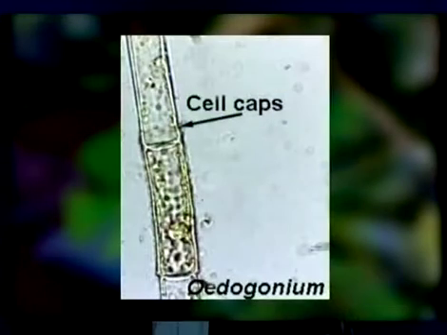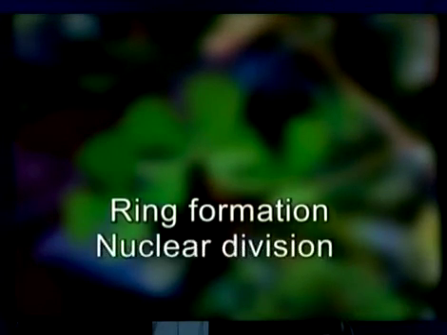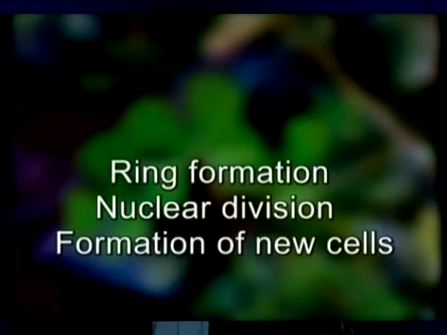The growth usually occurs simply by cell division. In Oedogonium, certain cells in the filament, those which possess caps or cap cells, undergo cell division. Not all the cells in the filament undergo cell division. It is only those cells which possess the caps, called cap cells, which undergo cell division. The cell division occurs here in 3 steps. First is ring formation, next is nuclear division and third is formation of new cells.